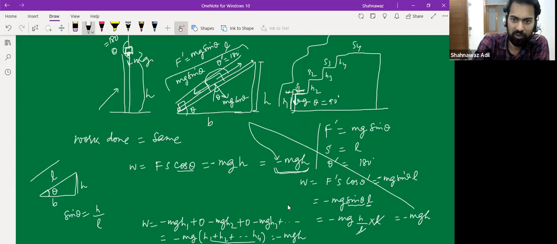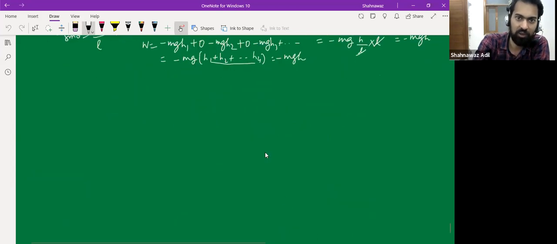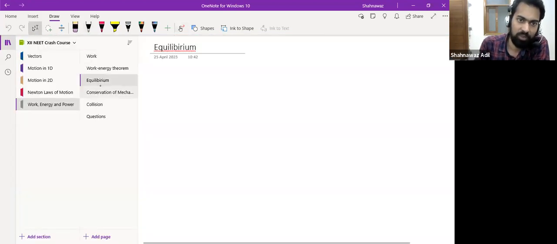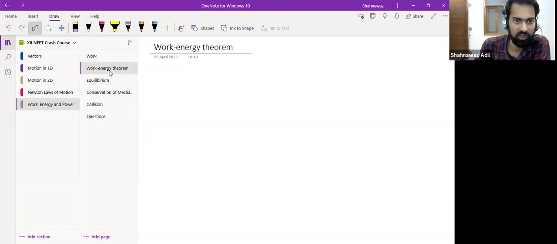Okay, so this was about the conservative and the non-conservative force. The second thing is the equilibrium, right? Before I do equilibrium, let me do one more. Okay, so let's complete equilibrium.